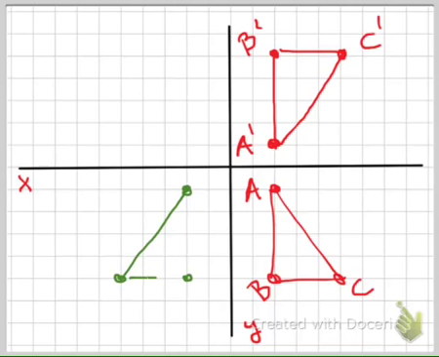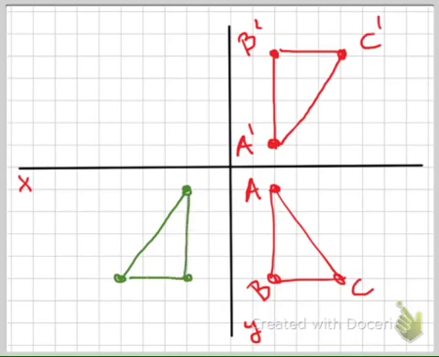And now I have my reflected image, same size, same shape, different location, different orientation. It's as if I just picked up that triangle and flipped it right over the axis. Now there's 2 special cases that we have to pay attention to.